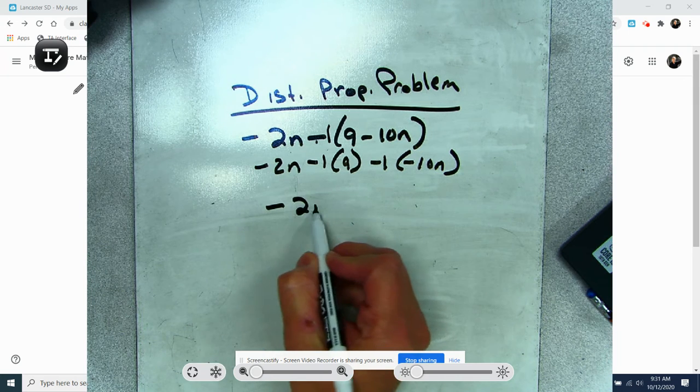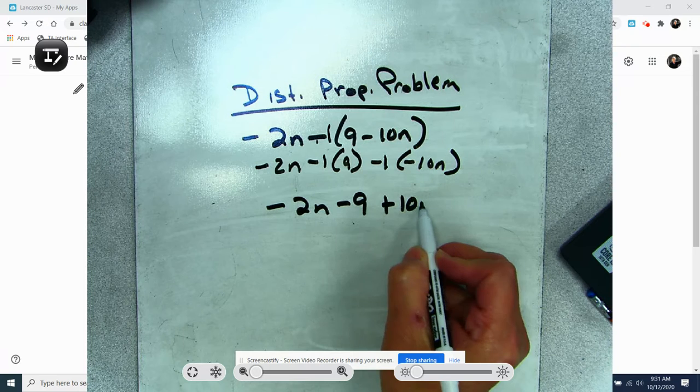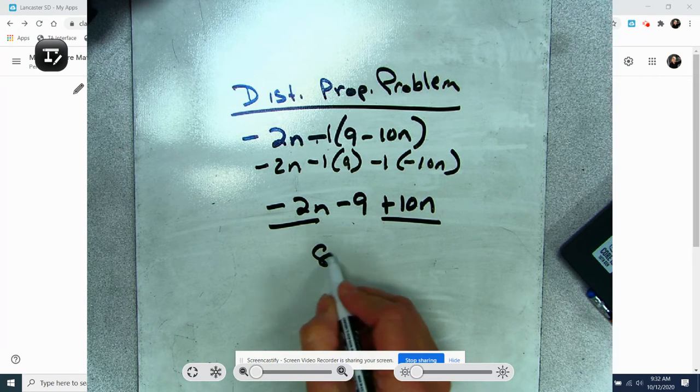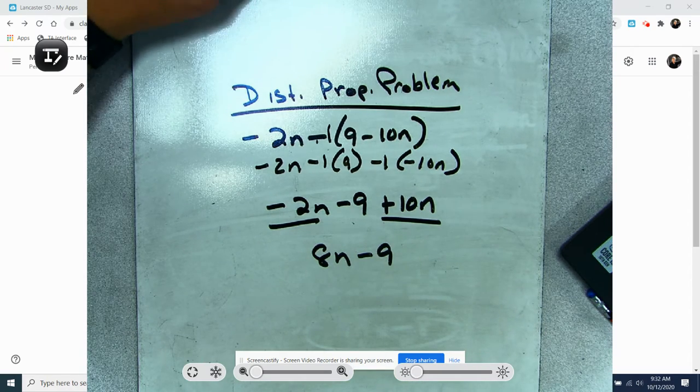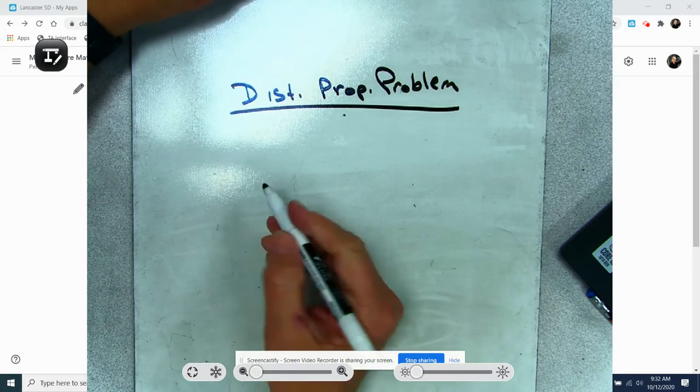So you have negative 2n, negative 9, and then you have positive 10n. So 10 minus 2 would be 8n, and you have your negative 9. So again, distributive property. Multiply the number outside with everything inside.